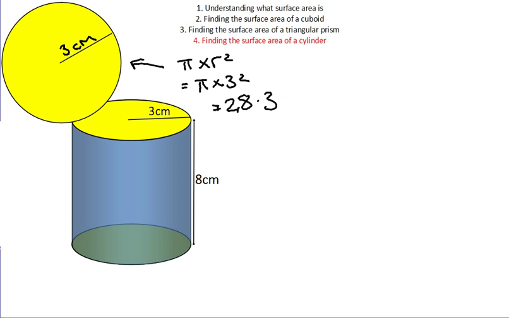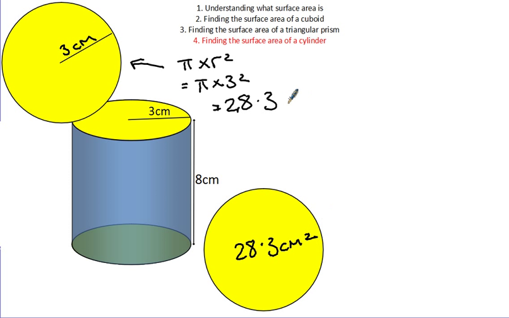Now, because if you imagine a cylinder, it's just, for example, a tin of beans or the cardboard in the middle of a loo roll, the top and the bottom of the cylinder are exactly the same. So if I pull this base out as well and then open it out into the circle that it is, it will be exactly the same size. So this is also going to be 28.3 centimetres squared. So that's the top and the bottom.